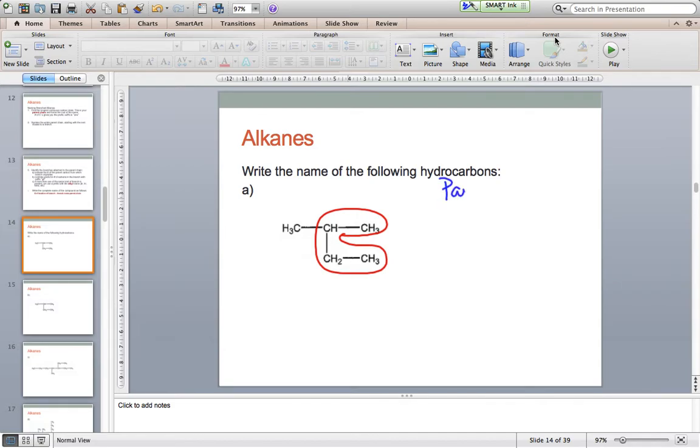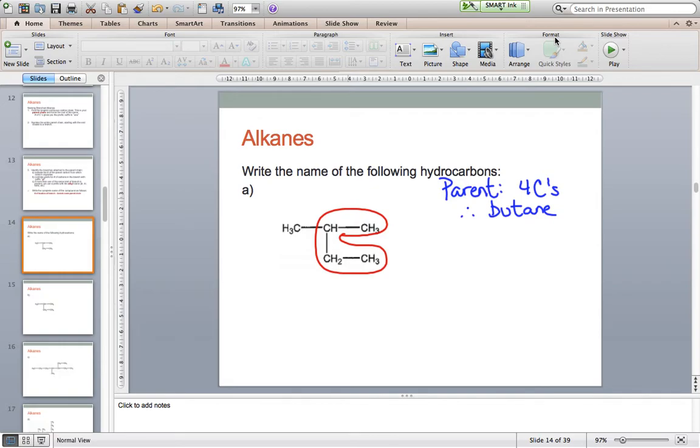So I like to just keep a little list for myself here to tell me what's going on. We've got 4 carbons in the parent chain. Therefore, the name of my parent chain, 4 carbons again, is but-. And the suffix, because there's only single bonds, is -ane, so butane. Step 1 done.